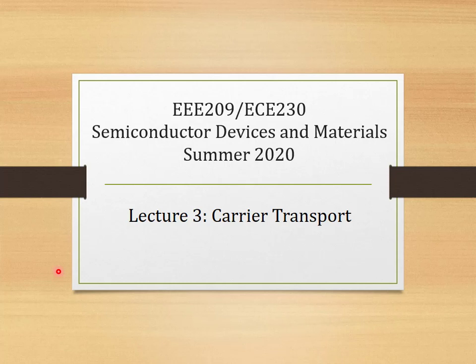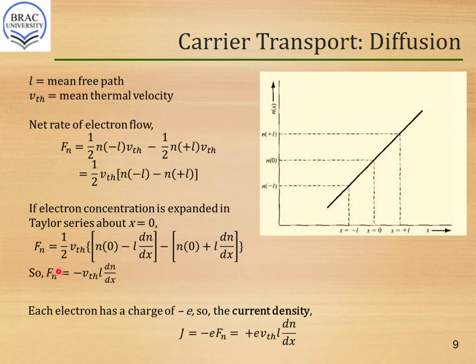Welcome back. In our previous lecture, we have concluded our discussion on carrier drift phenomena. It was our first type of carrier transport phenomena. In this lecture, we will start our discussion on the second type of carrier transport phenomena, that is carrier diffusion. So before starting our formal discussion on carrier diffusion phenomena, let's get some insight about what diffusion actually means.